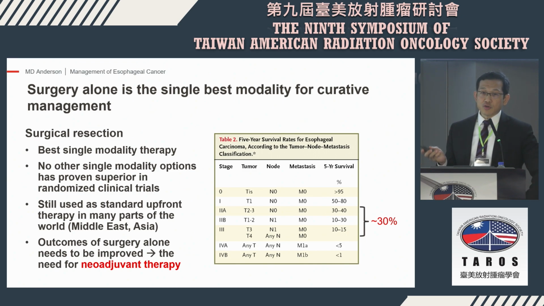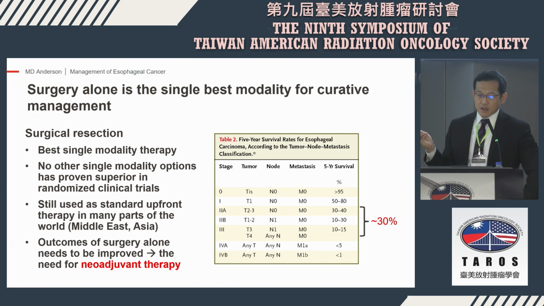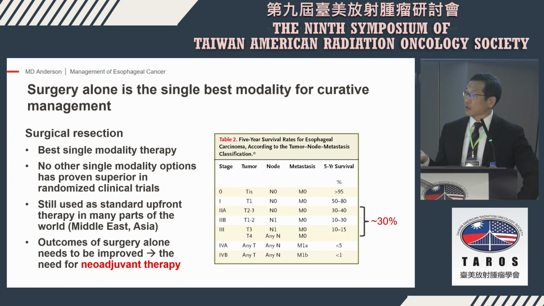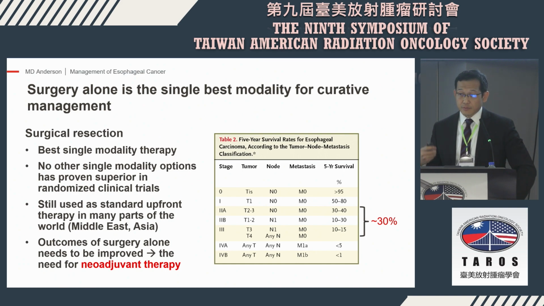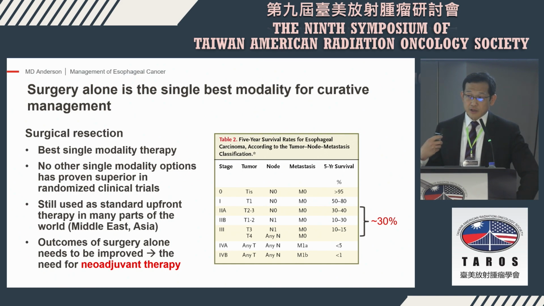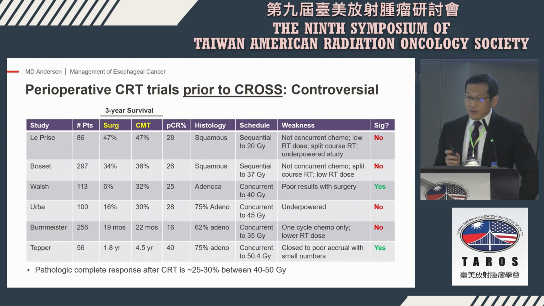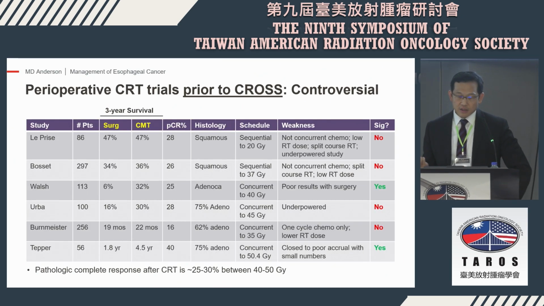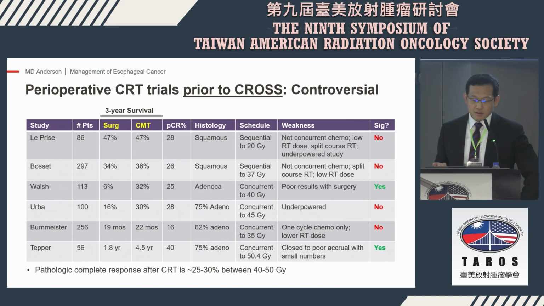But of course, we know surgery alone by itself is still not optimal. Patients still do die from local recurrence. Actually the recurrence rate and local control is still worse with surgery alone. Therefore, there's been the effort to improve upon surgery, and therefore the use of, and the need for, preoperative therapy. Chemoradiation, of course, in the U.S. at least, has been utilized.